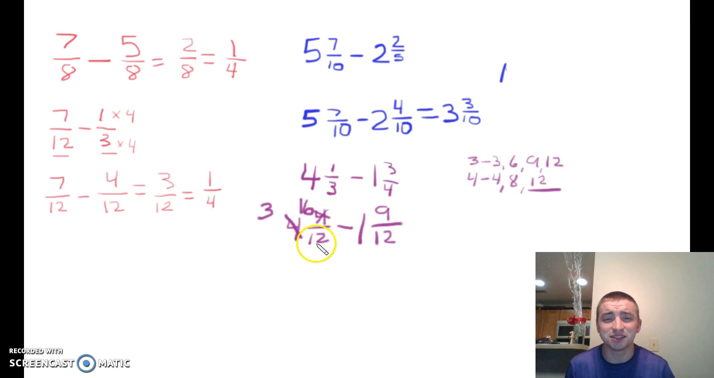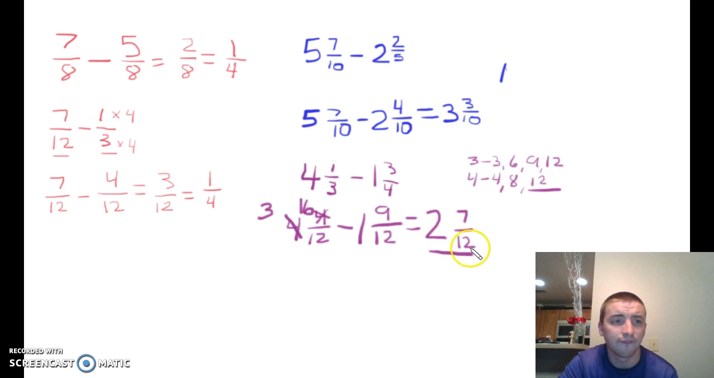Okay, so now I can subtract 16 minus 9 is 7/12, and 3 minus 1 is 2. So my answer is 2 7/12.